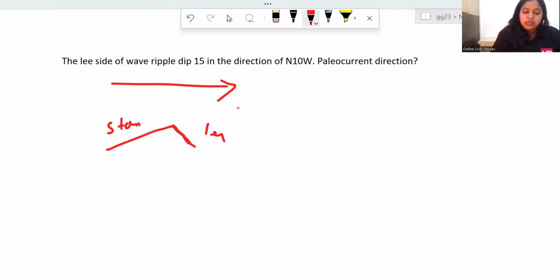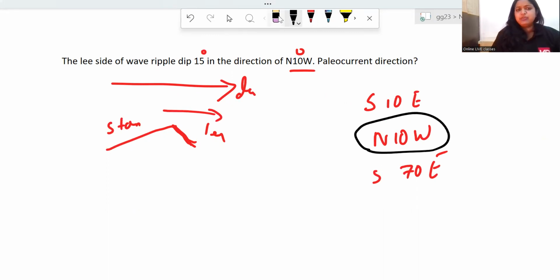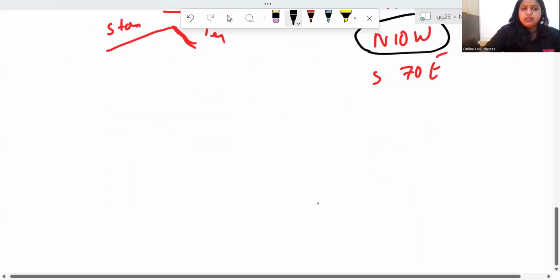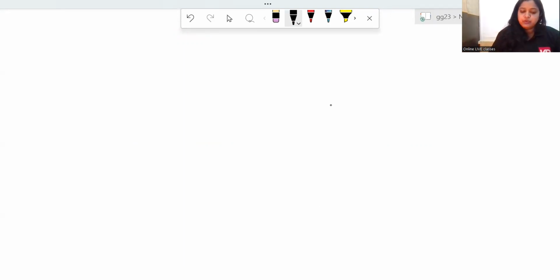So here are the options that I remember. The lee is dipping 15 degrees in the direction of north 10 degree west. So this is the direction where the lee is dipping, this will be the down current direction, or the paleocurrent direction. So the answer should be north 10 degree west. This was a very easy question, nothing to think about. If you know about the wave ripple and its morphology and how the current directions are shown, the question was easy.